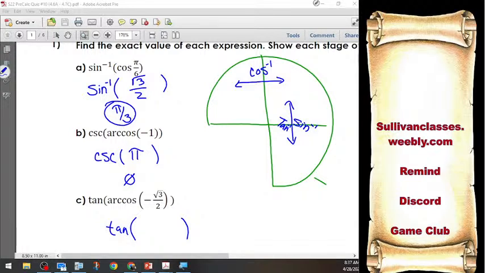Okay, arc cosine negative root of 3 over 2. Arc cosine, again, quadrants 1 and 2. Look in quadrants 1 and 2 for a negative root of 3 over 2 and get the angle, and then go find the tangent of 5 pi over 6.